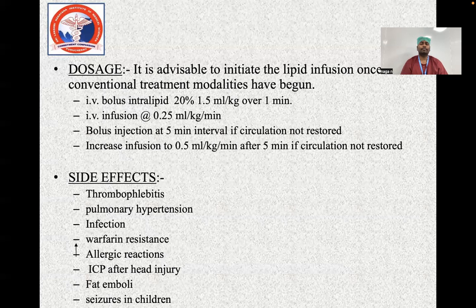Dosage. It is advisable to initiate the lipid infusion once the conventional treatment modalities have begun. IV bolus Intralipid 20%, 1.5 ml per kg over 1 minute. IV infusion at 0.25 ml per kg per minute. Repeat bolus injection at 5-minute intervals if circulation is not restored. Increase infusion to 0.5 ml per kg per minute after 5 minutes if circulation is not restored. The side effects are thrombophlebitis, pulmonary hypertension, infection, warfarin resistance, allergic reactions, raised ICP after head injury, fat emboli, seizures in children.